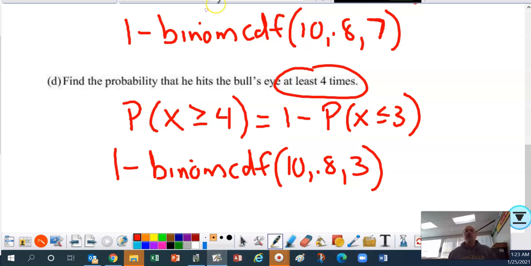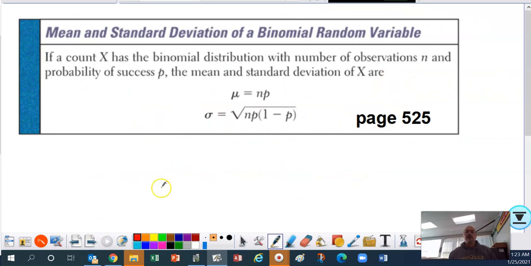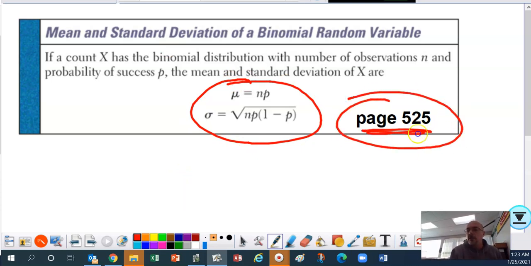Let's see, I think there was one more thing I wanted to just do a quick review with you, and that is I wanted to point out that the mean and standard deviation, ladies and gentlemen, is on 525 in your book for the binomial setting. Okay, and those are on your formula chart, remember, for the binomial setting.